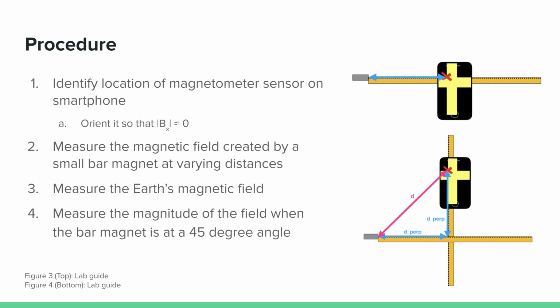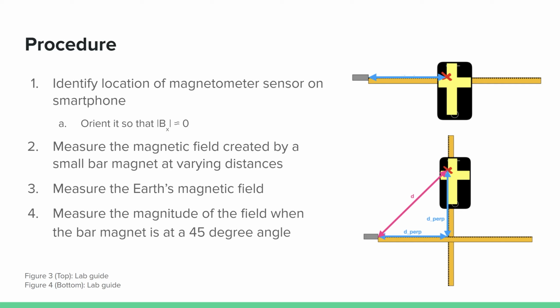First, using a magnetometer app on a smartphone, identify the location of the magnetometer sensor and orient it such that the x component of the measured magnetic field is around 0. Then, measure the magnitude of the magnetic field created by an on-axis placement of a small bar magnet at varying distances from the phone. Next, measure the Earth's ambient magnetic field strength.